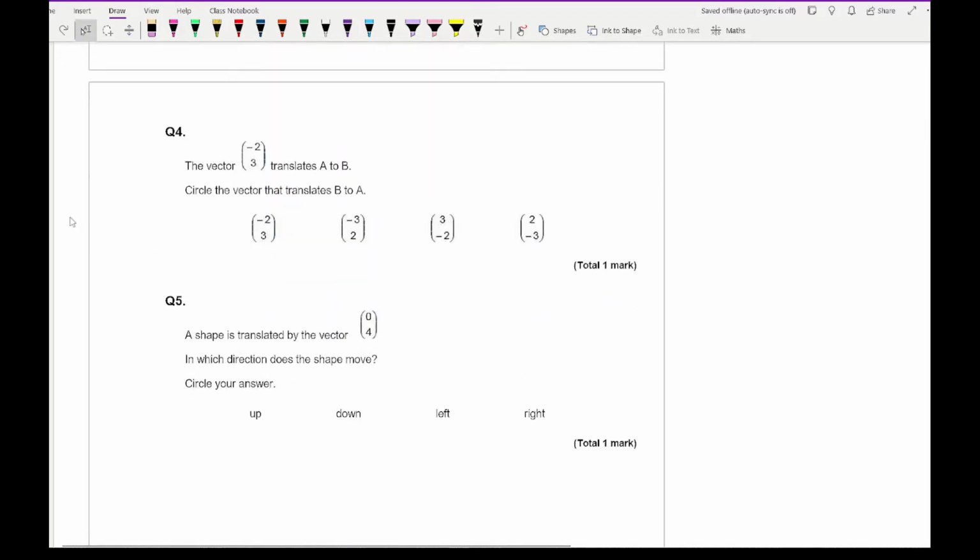Moving on to question 4, it says that the vector -2, 3 translates from A to B. Circle the vector that translates B to A. Now for this, all we need to do is keep the numbers the same, but for this we are reversing the sign. So the correct answer you should have is the last option, which is 2, -3.